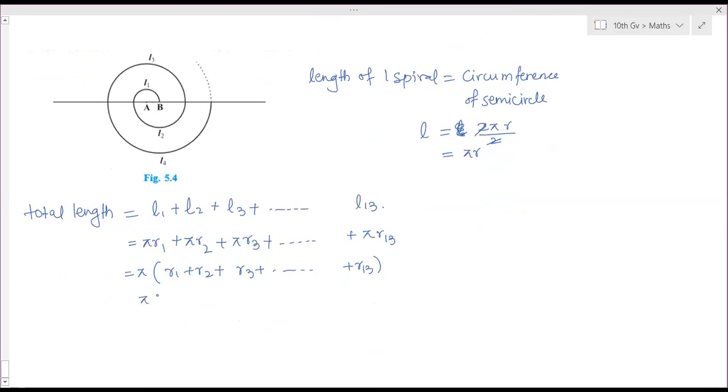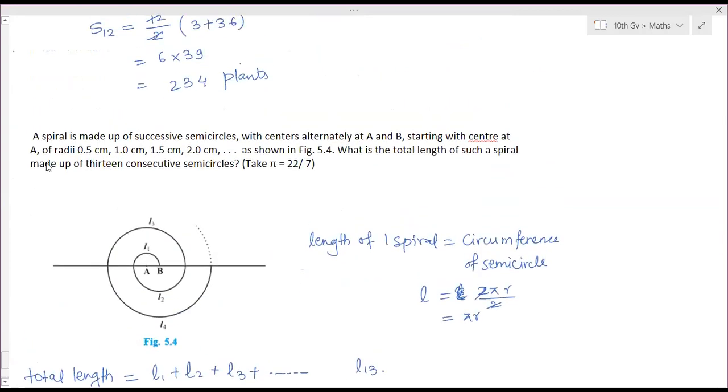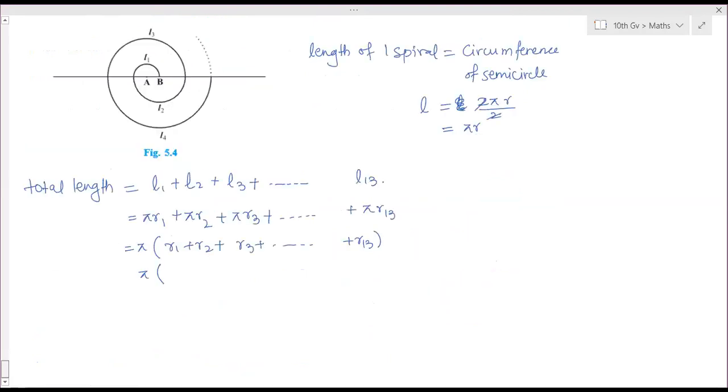Now keep pi outside. What are the radii they have given? 0.5, 1, 1.5, 2. So you can see these are in AP. 0.5 plus 1 plus 1.5, and so on till the 13th one. The 13th one we don't know. So now we have to calculate the sum. These radii are in AP, so we have to calculate Sn.